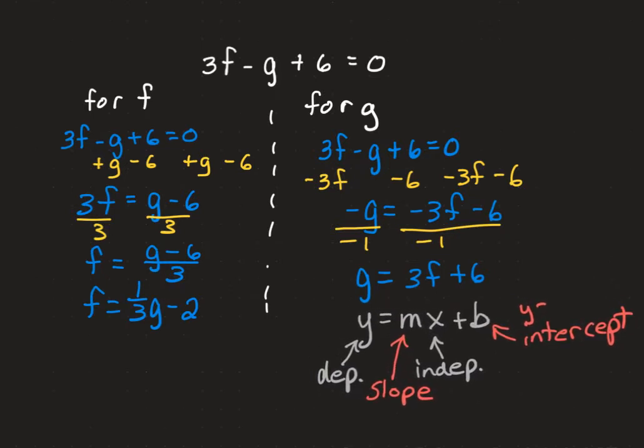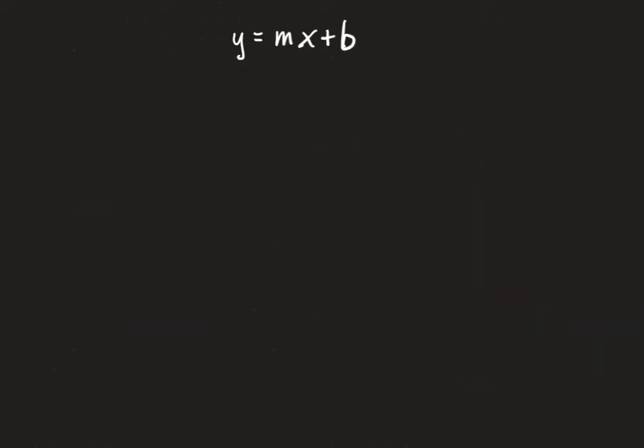All right, let's analyze our other equation. What's the independent variable? F. What's the dependent variable? G. What's the slope? 3, or 3/1. And what's the y-intercept? +6. So if you are given a linear equation in two unknowns, you can convert it into slope-intercept form and read the slope and the y value of the y-intercept right off the equation there.